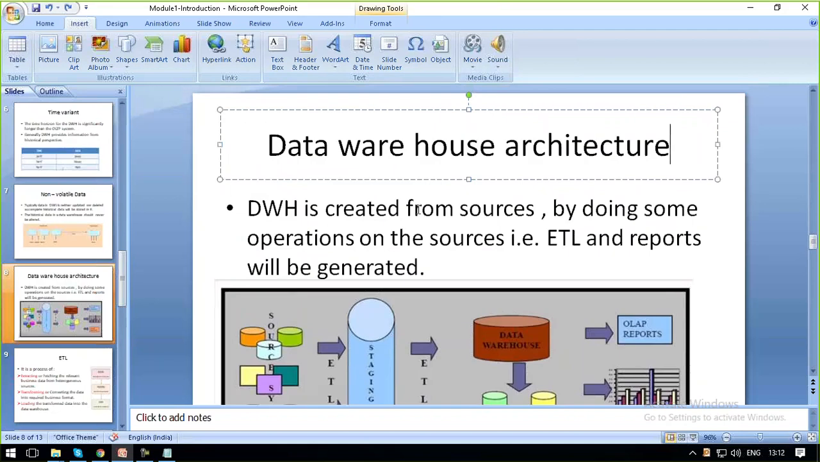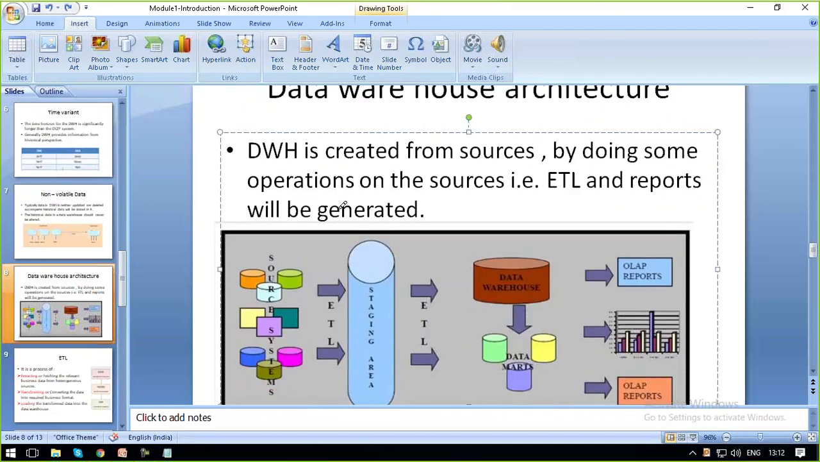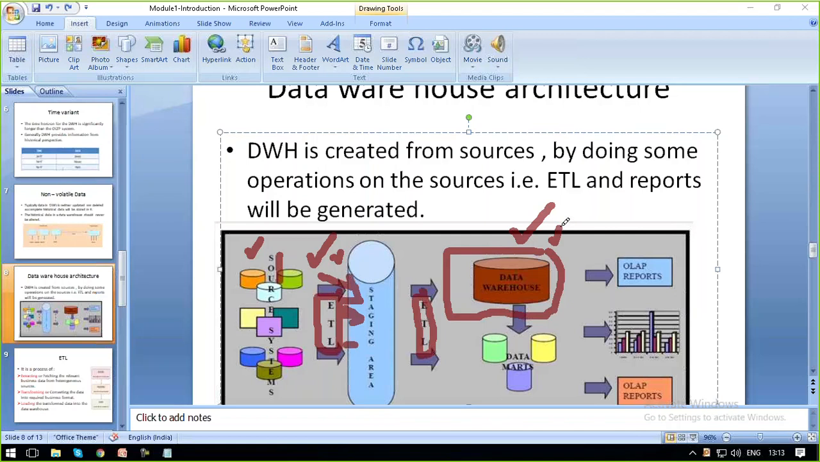Let's see. So the data warehouse is created from the sources. See here, we have sources. For the time being you can just imagine that we have a variety of tables: category table, product table, sales table. Then from all the sources we do some processing, that is ETL. This is what we will discuss in great detail after this slide. After performing this ETL process, we'll get a data warehouse. That is the target thing that we need.